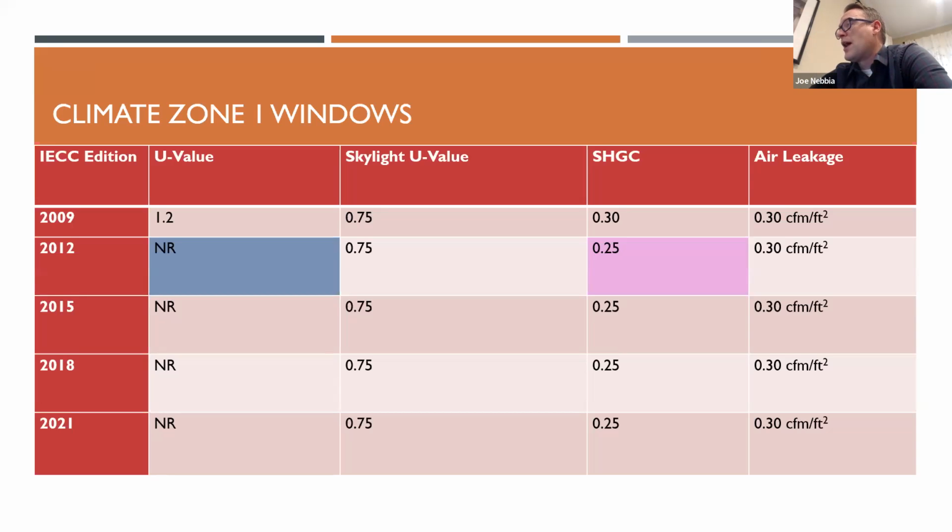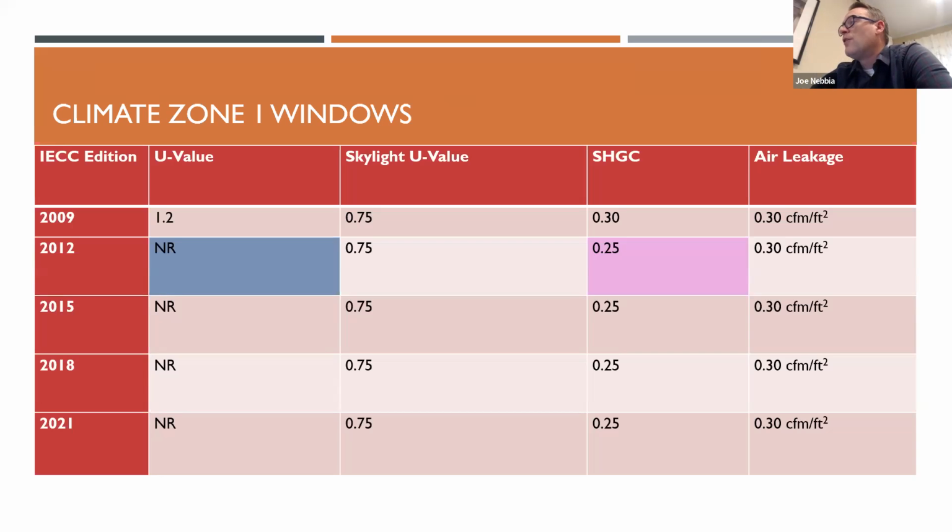There is a requirement for solar heat gain coefficient. And there is also a skylight U value. So if you're putting in skylights, there is a maximum of 0.75. That's a very high U value for a window. It's very easy to meet that. So it's not an aggressive target at all.